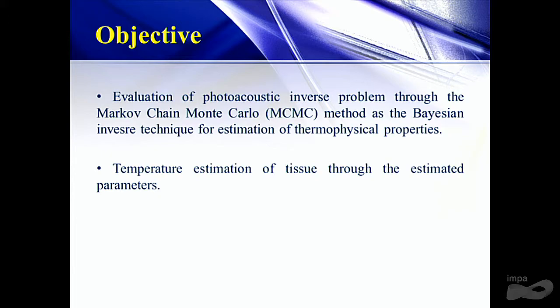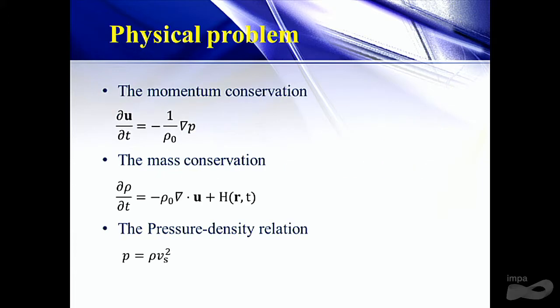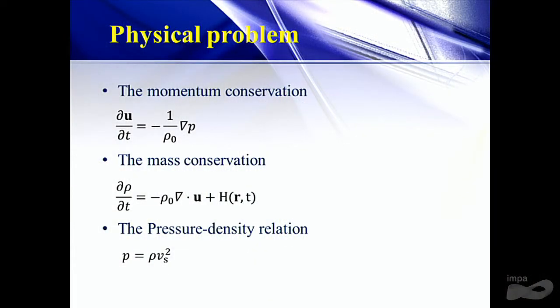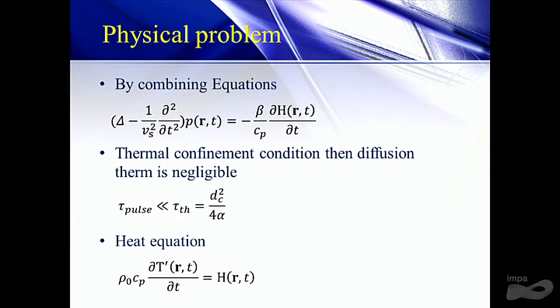In this work, the objective was evaluation of the photoacoustic inverse problem through the Markov chain Monte Carlo method as a Bayesian inverse technique for estimation of thermophysical properties, and temperature estimation of tissue through the estimated parameters. The physical problem is described by three equations: momentum conservation, mass conservation, and the pressure-density relation. By combining these three equations, we get the second order photoacoustic equation.